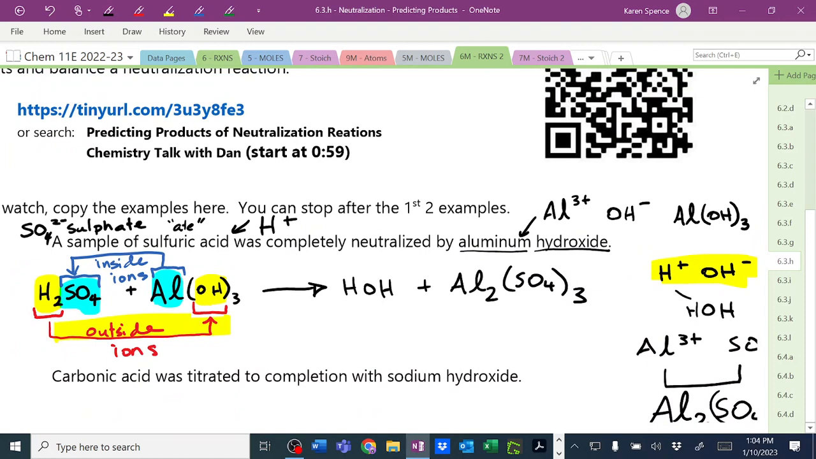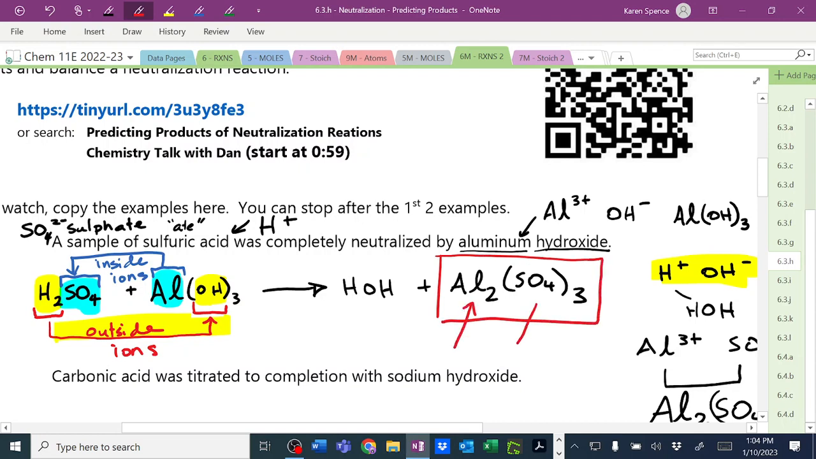Do you remember who it's good to look at when you're starting to balance one of these guys? Balance your most complicated compound first. So we're going to balance our aluminum and our sulfate. This is getting very crowded now. Maybe I'll write in green for the next one. Okay, so we have aluminum. I need 2 aluminums. So let's put a 2 in front of the Al(OH)3. We need 3 sulfate. So let's put a 3 in front of the H2SO4.